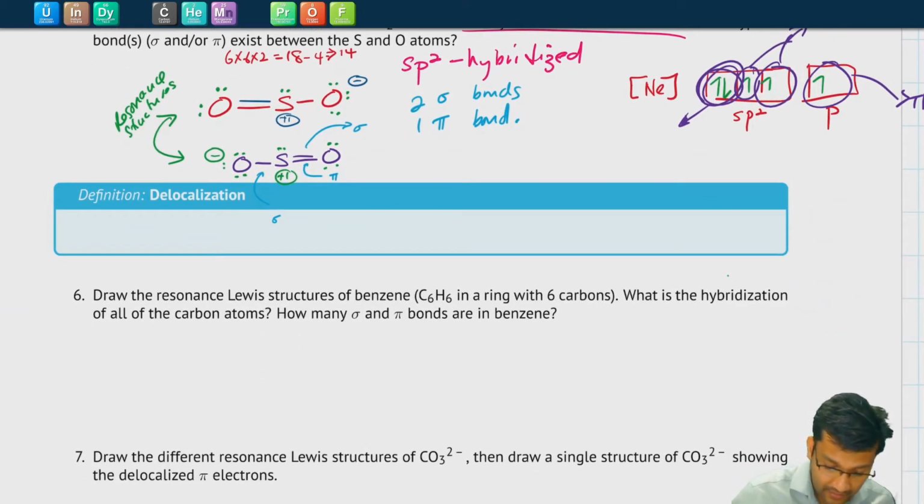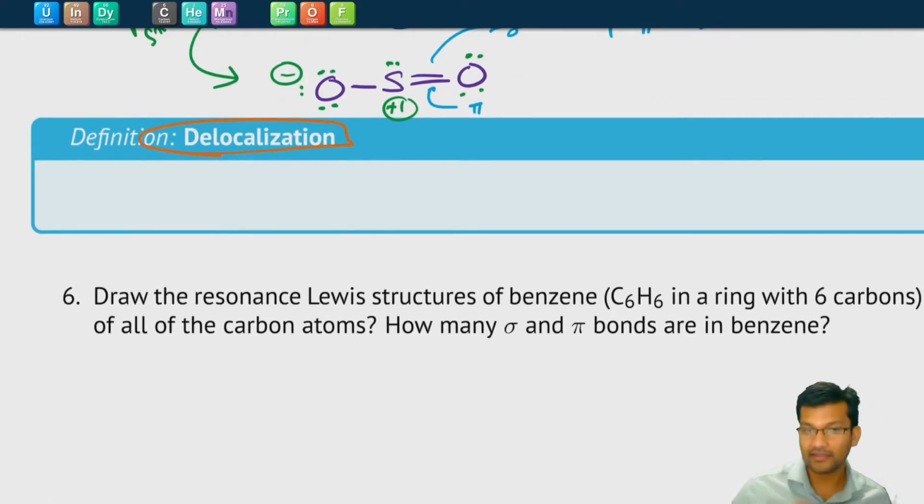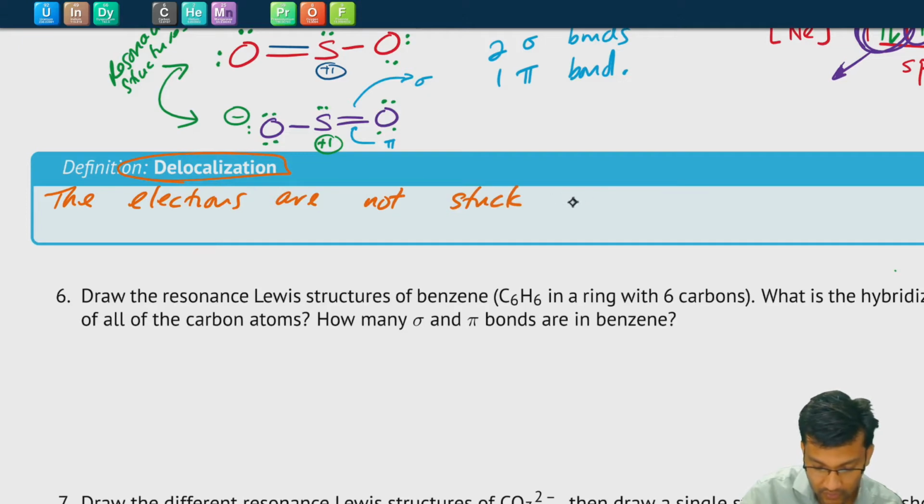Okay, in some situations, when we form these resonance structures, we can have what we call electron delocalization. Delocalization just simply means that the electrons, or pair of electrons usually, are not stuck on one atom or in one bond necessarily. So delocalization means the electrons are not stuck on a single atom or bond.